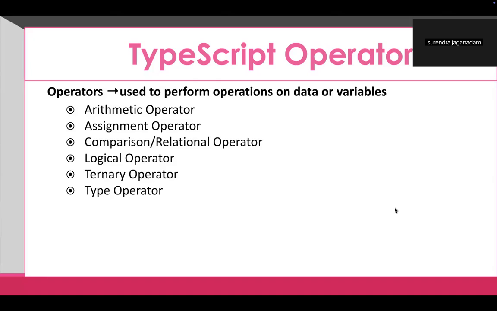What exactly is an operator? Ideally, in order to perform operations on data or on some variables, you are going to use an operator. We all know that addition, subtraction, and multiplication are different types of operators. The various types of supported operators are arithmetic, assignment, relational, logical, ternary, as well as type operators. We will see all these operators one after another with some examples.